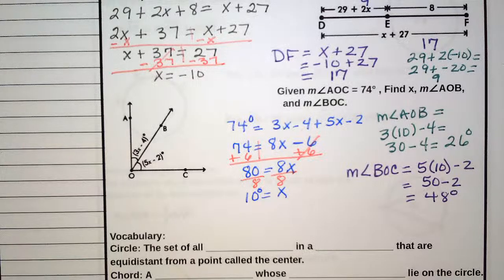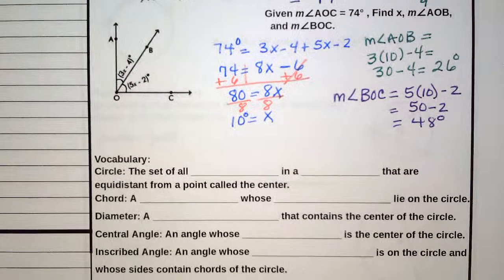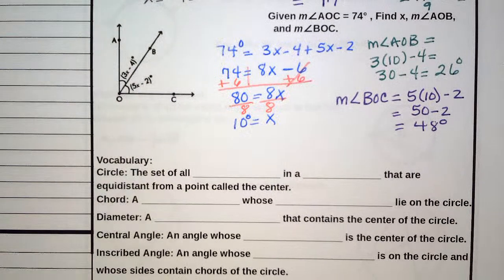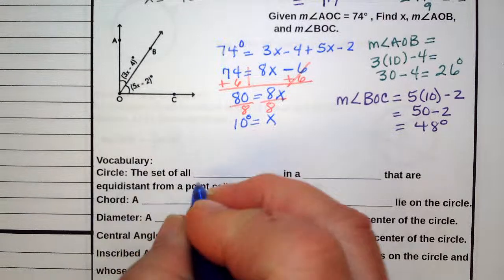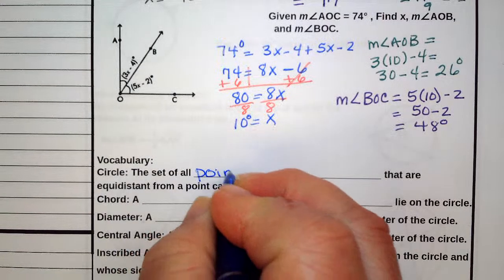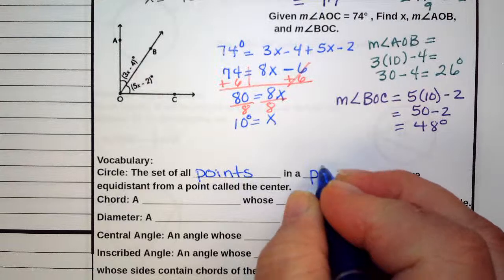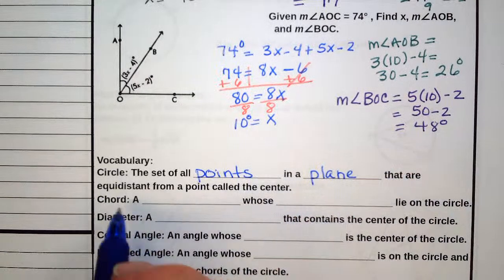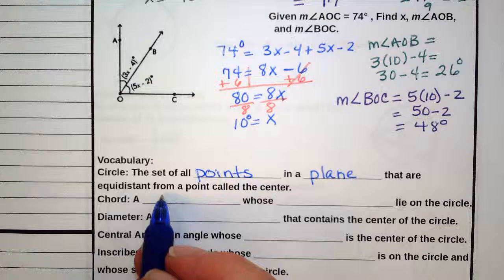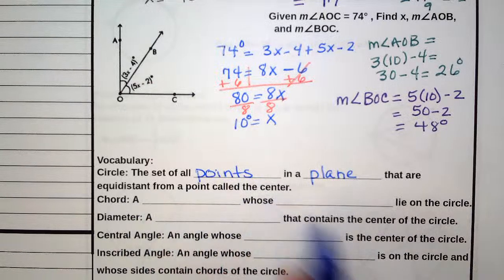Okay, now let's get ready for vocabulary. We have a lot of vocabulary, and you will be tested over it. First vocabulary word. What is a circle? A circle is the set of all what in a what that are equidistant from a point called the center? Well, it is the set of all points in a plane that are equidistant, that means the same distance, from a point called the center.